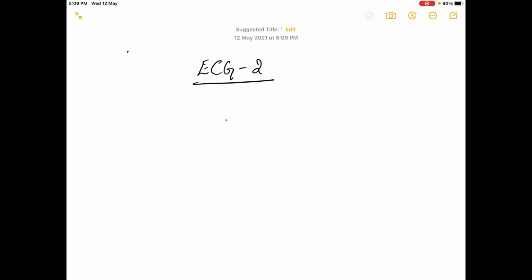Good evening, everyone. Today we are going to see about ECG leads and axis system and cardiac vectors. So let's start off with the ECG leads.